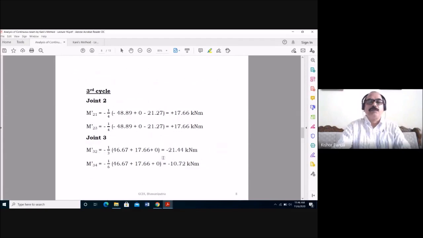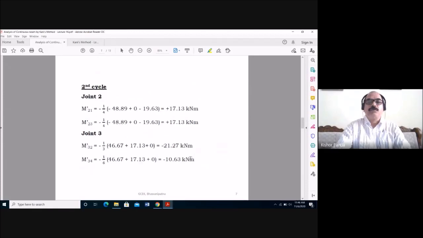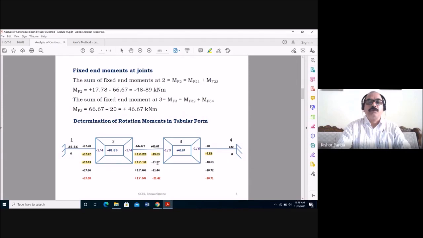So here you got m-32 is equal to minus 21.44. Here you got the rotation moment m-32 is minus 21.27. So here you have to put this value. Again you find out for this one the rotation factor u34 into mf3 plus summation of m-23. u34 is minus 1 by 6 into mf3, which is 46.67, plus sum of m-23.